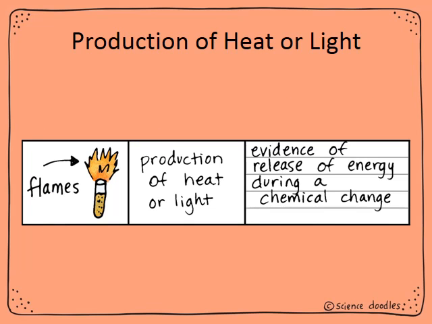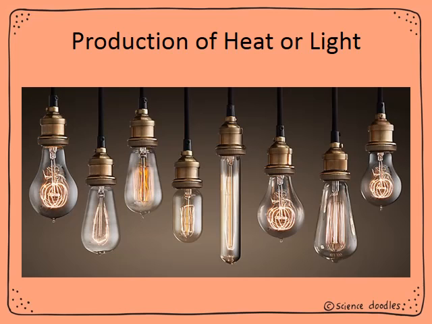Heat or light. So this is evidence of release of energy during a chemical change. So if you have a fire or something else that gives off heat or light, that is evidence of a chemical reaction. Okay, so light bulbs have electricity that passes through them, and they light up, and they also give off some heat.